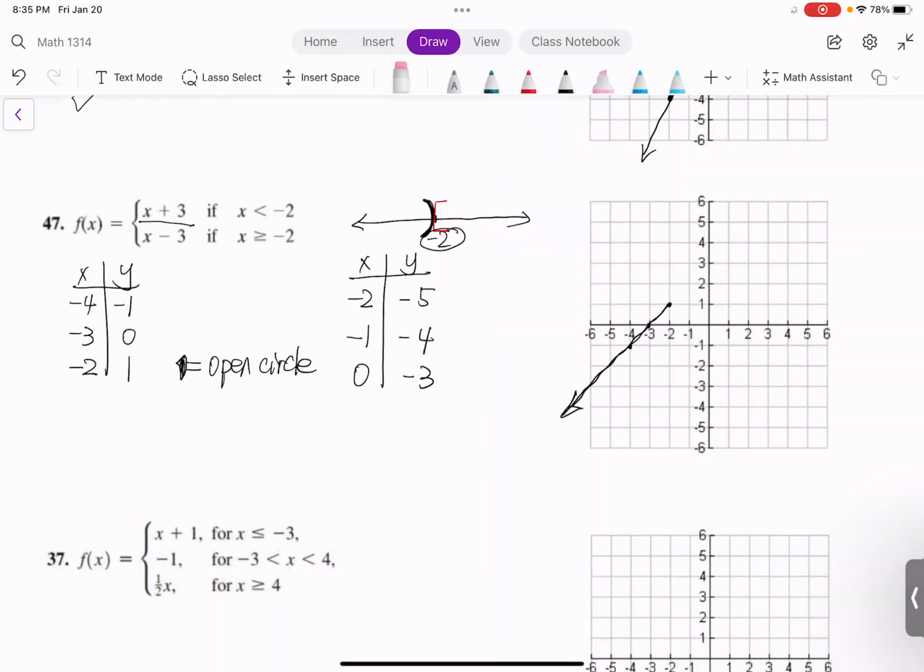And let's draw the other part of the equation. The first point is (-2, -5). The second point is (-1, -4). Next point is (0, -3). Okay, the x value is greater than or equal to -2, so it goes all the way up. You can also plot more points.